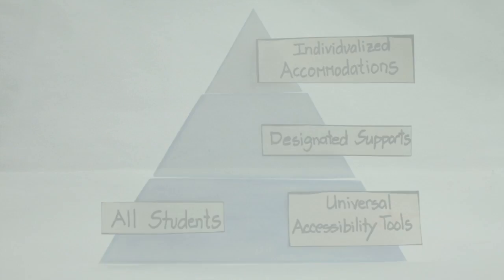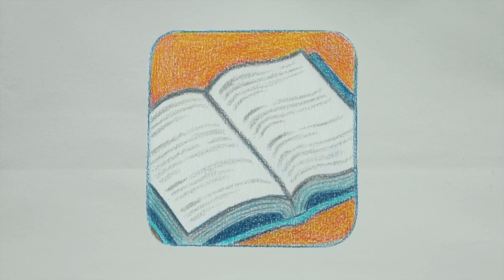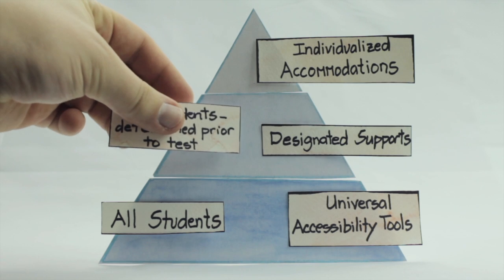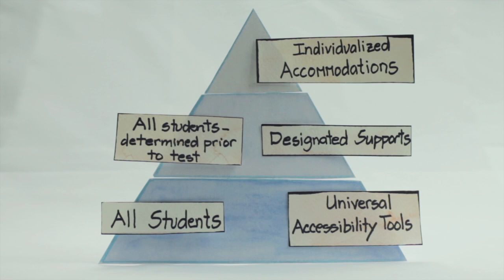Embedded tools include supports like highlighters, calculator for calculator-allowed items, notepad, and glossary. Beyond the universal tools, some students will need more designated supports. These designated accessibility features must be earmarked for students well ahead of the test through a personal needs profile in PARCC states or an individual student assessment accessibility profile, ISAP, in Smarter Balance states. Either way, students' needs must be documented well ahead of time through a diagnostic process, and the accommodations must be used well ahead of testing to be valid.